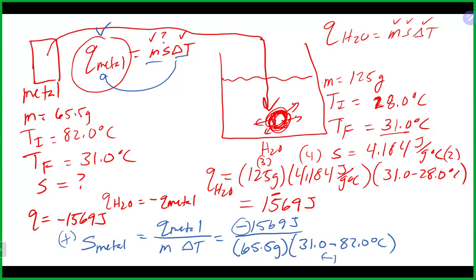So taking our number here, 1569 divided by 65.5 divided by the difference there, 31 minus 82. Going to give us something like 0.47. Units do not cancel, so they all stay there. Joules per gram per degree Celsius.